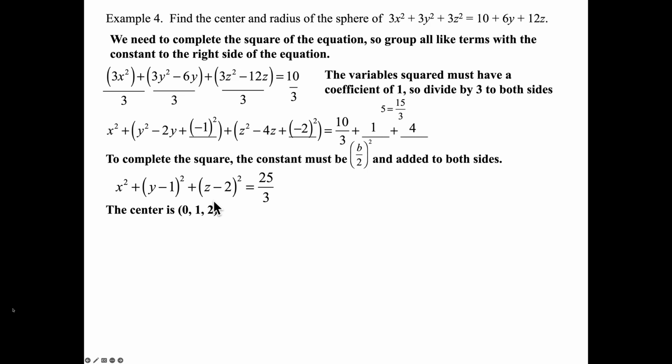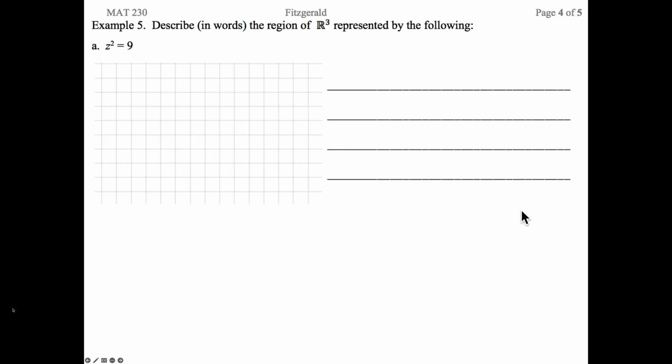So I have my center at 0, 1, 2. My radius will take the square root of 25 over 3, which is 5 over the square root of 3. Rationalize the denominator to 5 radical 3 over 3.